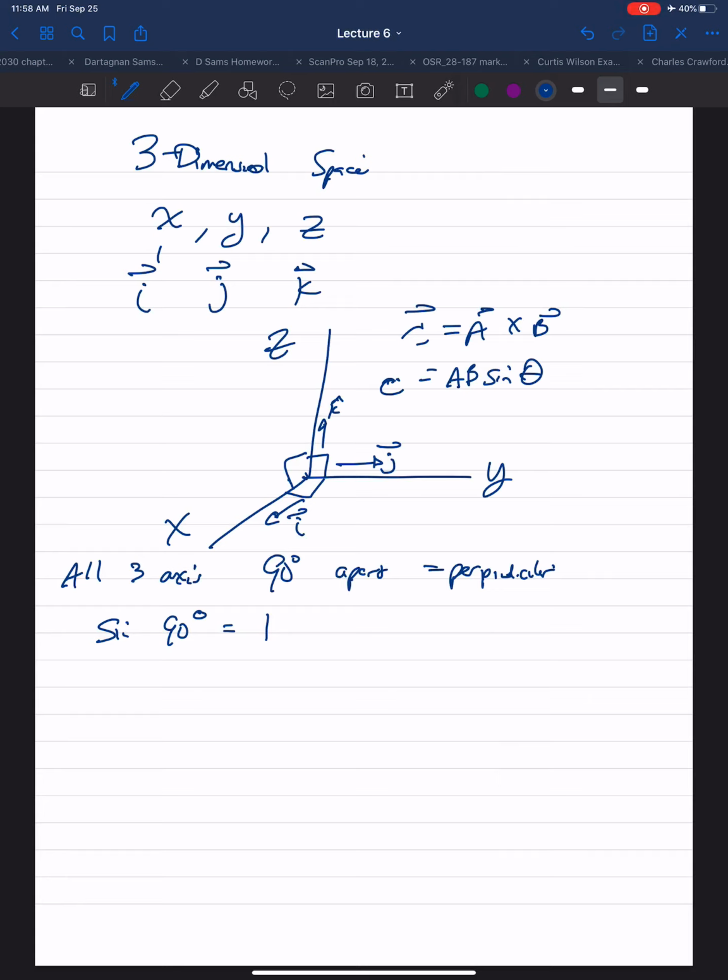So when doing our Cartesian unit vector cross products, where we say I cross J, or J cross K, etc., the magnitude of it will be IJ sine 90 degrees. And the magnitude of these unit vectors are 1, so that's equal to 1 times 1 times 1.